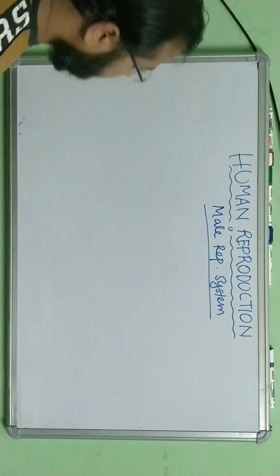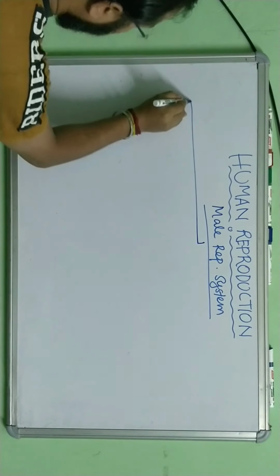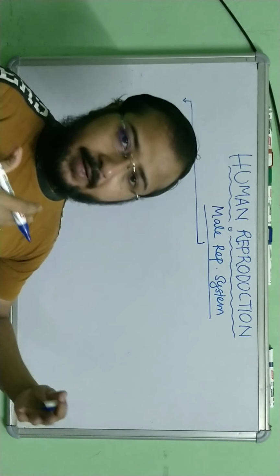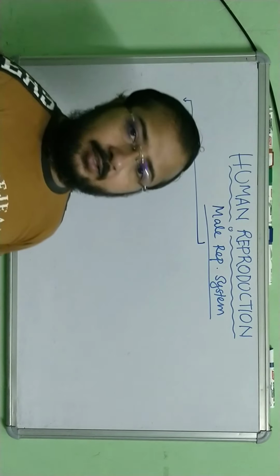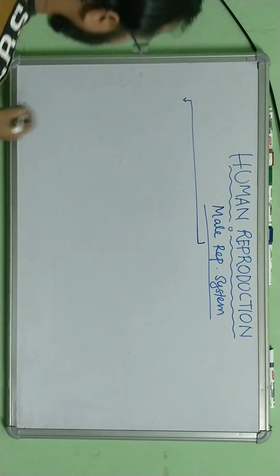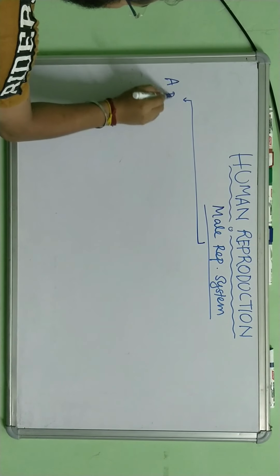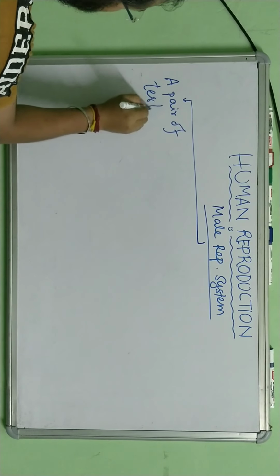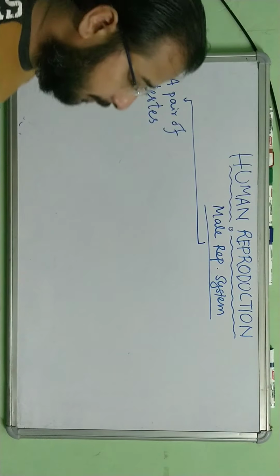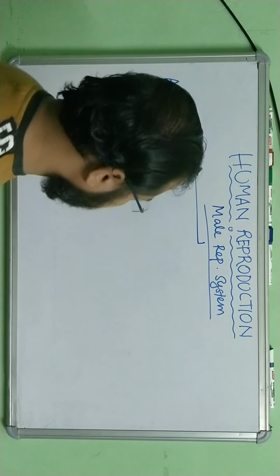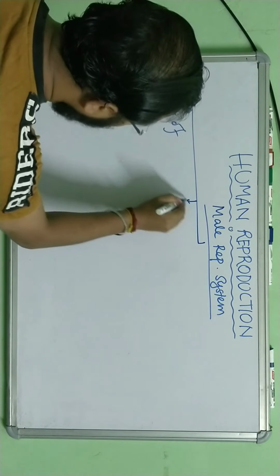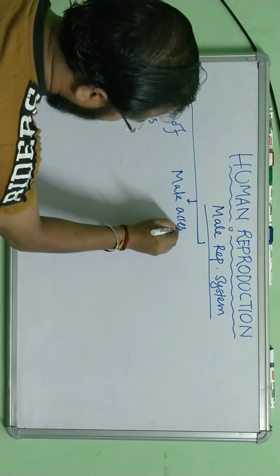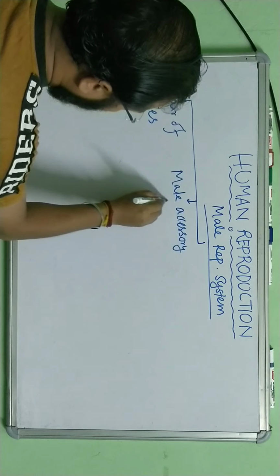Let us divide the male reproductive system. First of all, I am going to categorize them broadly into main sections, and then one by one I will be discussing them. First is a pair of testes present in the male reproductive system. The second is the male accessory ducts.